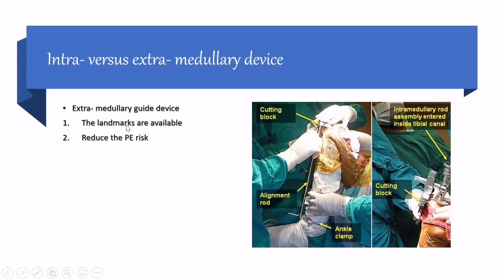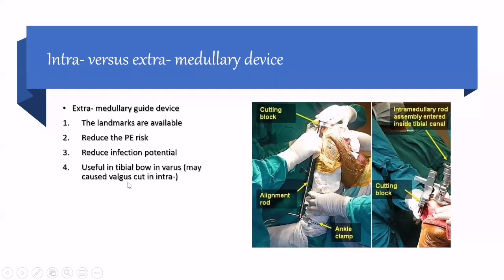Of course, the landmarks here, unlike the femur, where it is very difficult to use the extramedullary devices. So the extramedullary device in the tibia is very easy. And it will also reduce the risk of potential infection. And the most important thing is that when you have a tibial bow in varus knee, that may cause a valgus cut in the intramedullary cutting device.